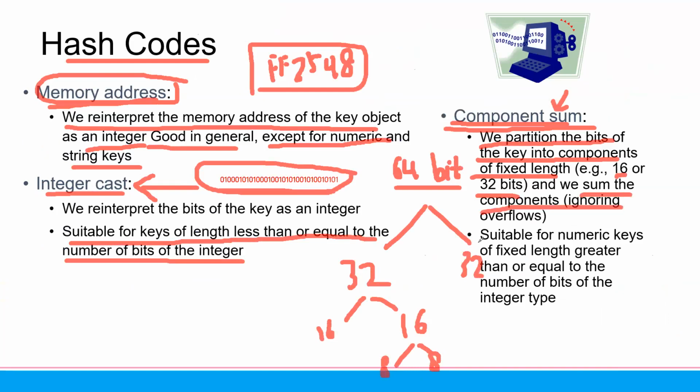But this kind of component sum is suitable for numeric keys of fixed length greater than or equal to the number of bits of the integer type. So if we are dealing with the current computer, it is okay. But if we are dealing with a supercomputer or with quantum computing, it is not okay.